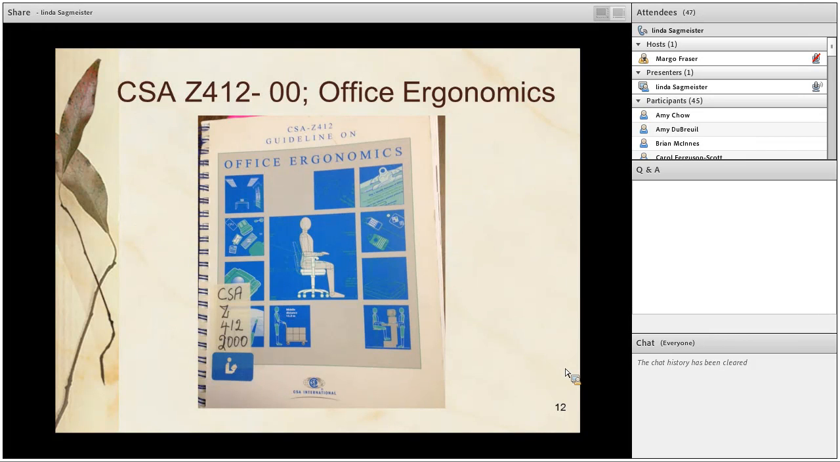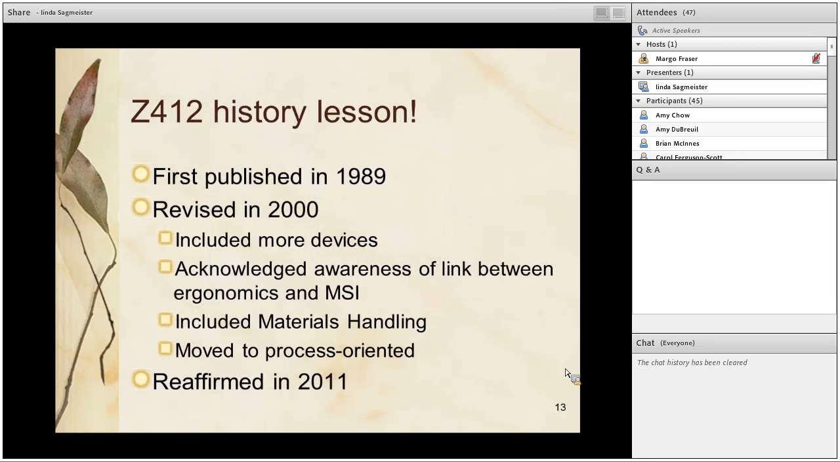All right. So here we are with Z412. For those of you who don't know, the 00 is indicating that 412, the one I'm talking about, at least here, is the version that came out in 2000. There's my homemade picture there. It's the one from our library here at work, as you can see by the big call sticker on it. But it's well used, and it's the current, well, actually the current version is reaffirmed in 2011.